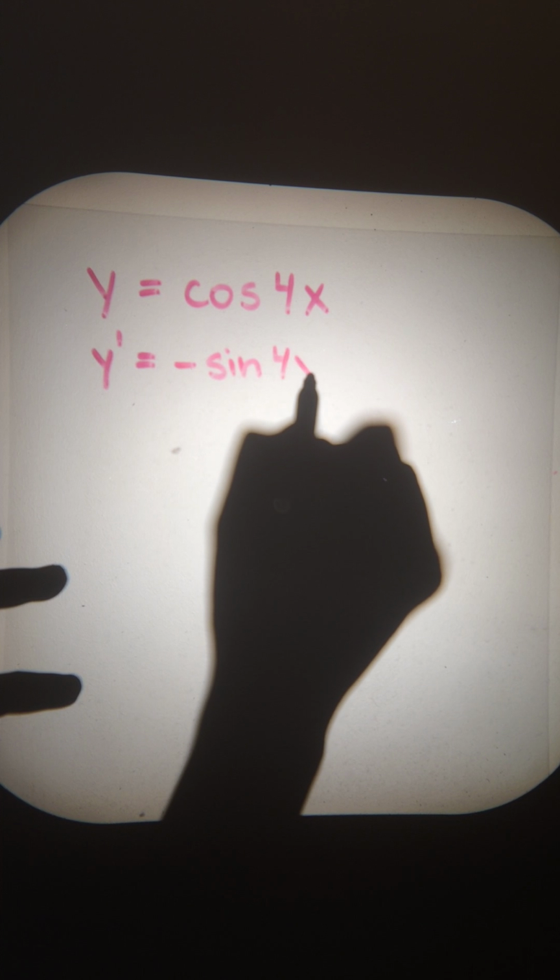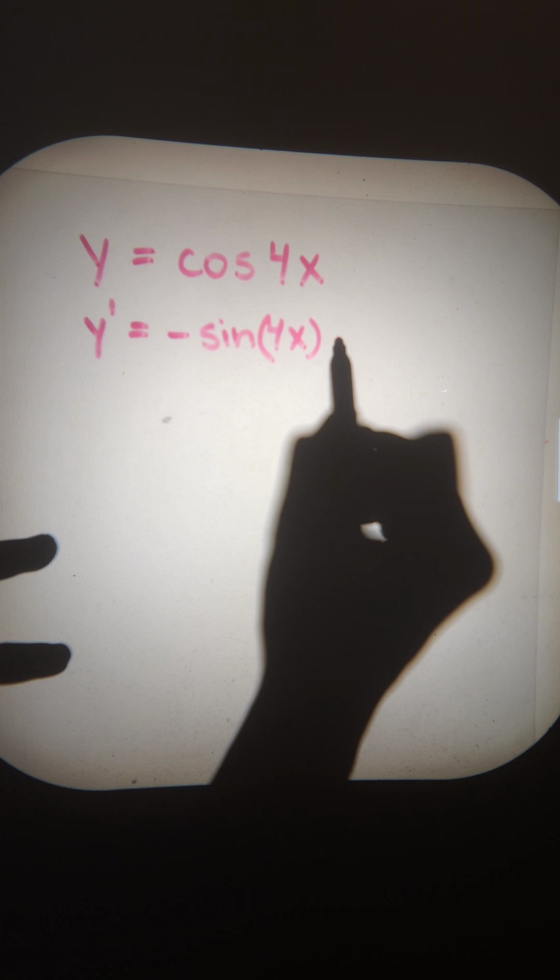Alright, one type of question is simply find the derivative. So let's try this one. Y equals cosine 4x. And the question is find the derivative. So we know that the derivative of cosine is negative sine. And we're going to keep our argument the same.